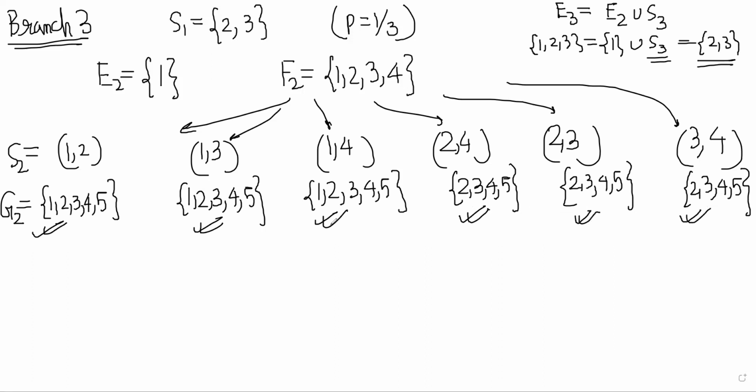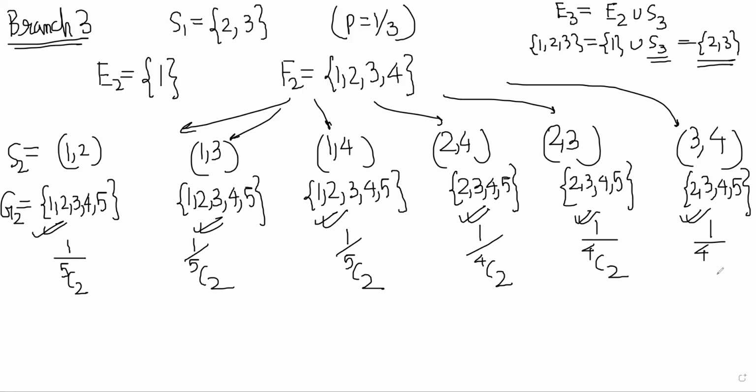All the 6 branches are possible, but the probabilities will be different. So picking 2, 3 from here, the probability will be 1 by 5C2. Here also 1 by 5C2. Here also 1 by 5C2, because the total number of pairs is 5C2 in these 3. And here it will be 1 by 4C2, 1 by 4C2, and 1 by 4C2, right? So the overall probability here is 1 by 3 for this first step, right? 1 by 3 for the first step.